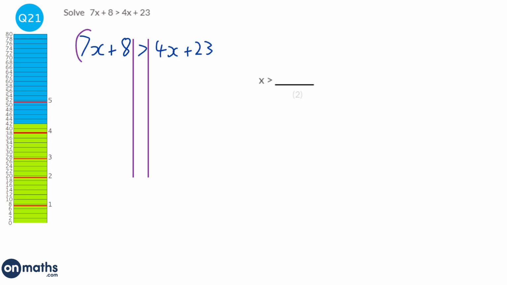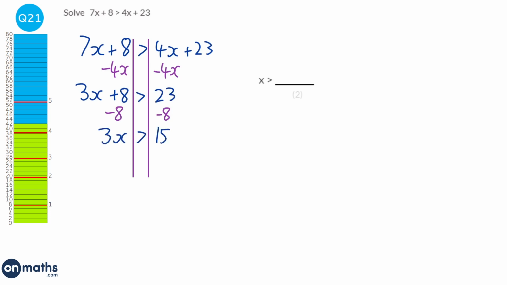Now the rule when you've got x's on both sides is you get rid of the smaller amount. So we're going to get rid of that 4x from both sides. We're going to take away 4x both sides. And so we're going to have 3x plus 8 is greater than 23. And then we're just going to solve this normally. So take away 8 both sides. And that will give us 3x is greater than 15. And then we're going to divide the 3 both sides. And that will be x is greater than 5.